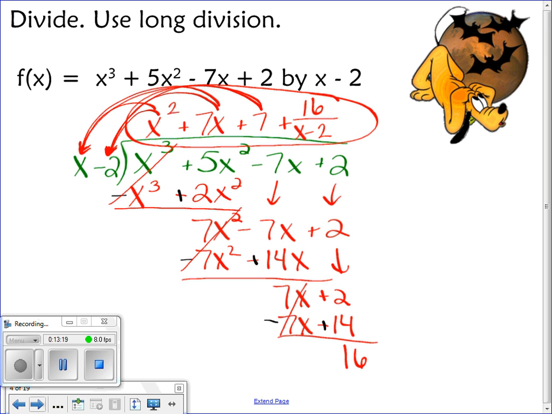So could you have factored this problem? No. So is x minus 2 a factor of that? No. You got a remainder. You did not divide nicely.